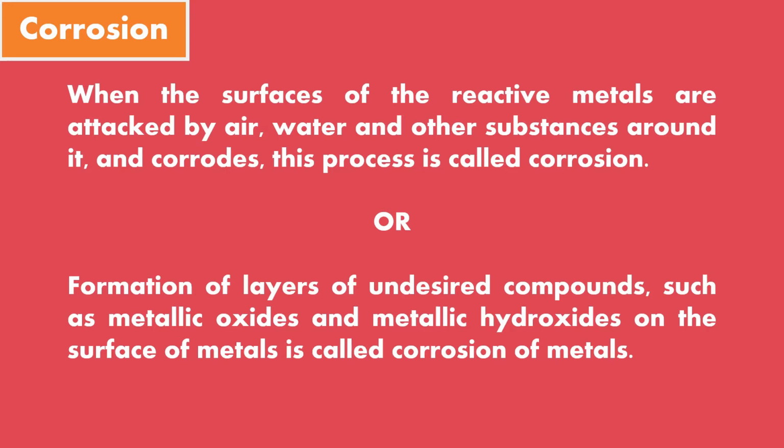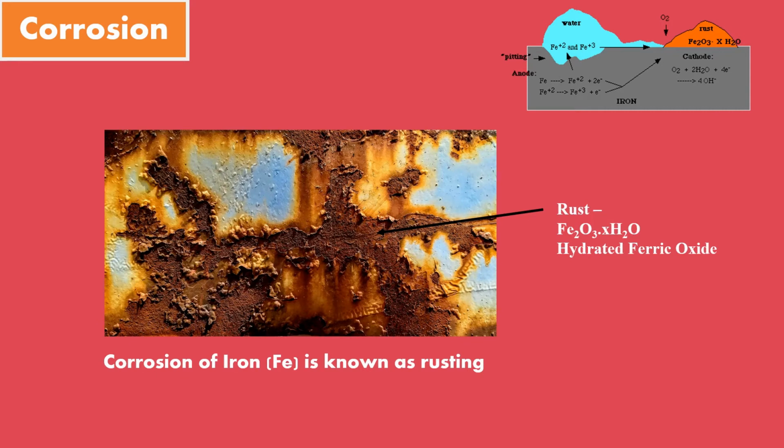In iron, corrosion is very common, which is called rusting. Iron gets corroded because of oxygen and moisture present in the atmosphere. A reddish brown colored layer forms on iron is called rust, which is nothing but ferric oxide, that is Fe2O3.xH2O, hydrated ferric oxide. Not only iron gets corroded, but even copper and silver.